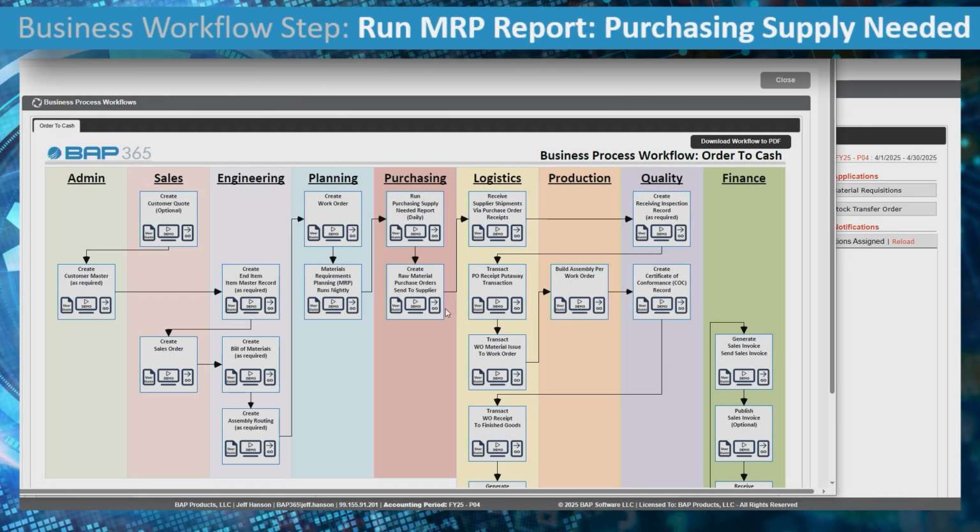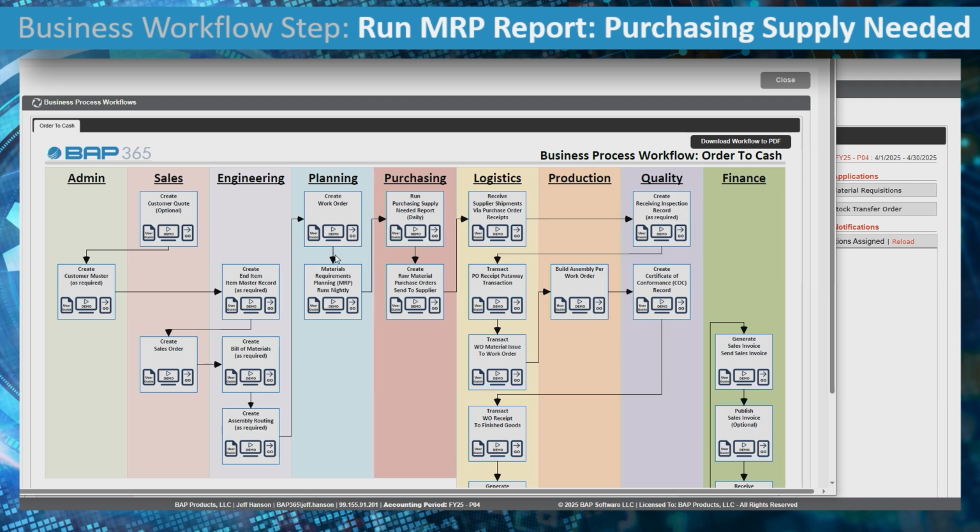All right, moving on to the next steps in our order to cash business workflow in BAP365. So the next two steps actually happen in tandem. In the previous step, we created the work order, and you saw that we now have a supply order that is supplying the items that will eventually be shipped against the sales order that we created a few steps ago.